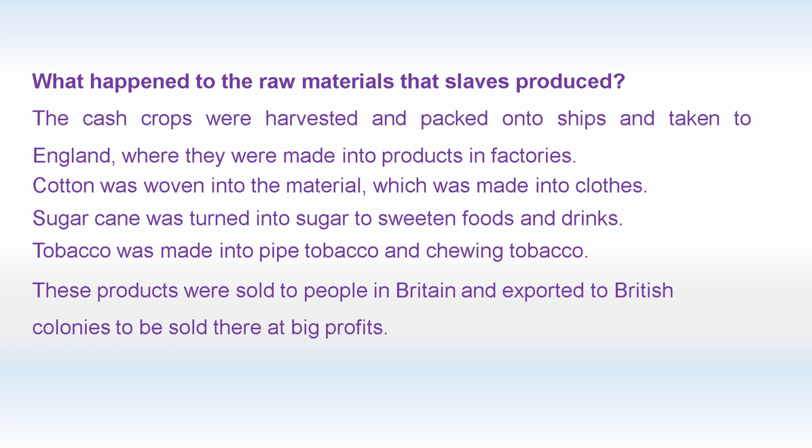The cotton was woven into materials that were made into clothes. The sugar cane was turned into sugar to sweeten foods and drinks, and tobacco was made into pipe tobacco and chewing tobacco. Now these goods were sold to Britain, and were exported also to other British colonies around the world, and sold to make huge profits. Do you also know that these products were sent to West Africa as well and sold there?